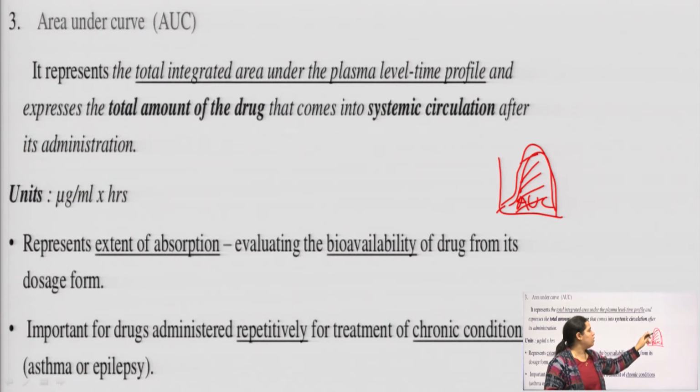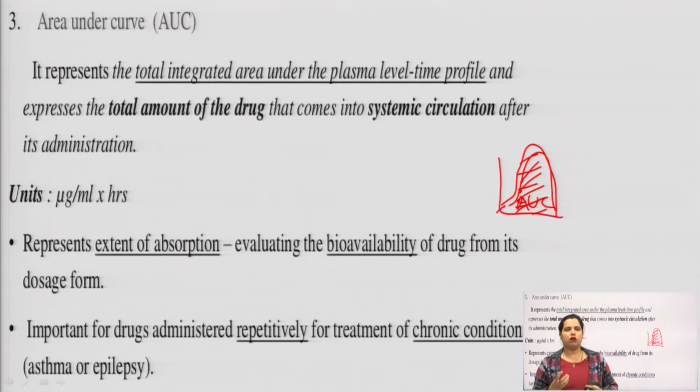That means this much amount of drug is going into systemic circulation, because otherwise, once it reaches systemic circulation, it is absorbed and then eliminated from the system. That means that particular area shown is directly proportional to the amount of drug present in your blood. So, units will be microgram per ml, hours into hours, representing the extent of absorption, how much drug.